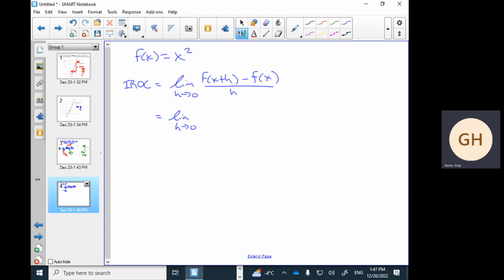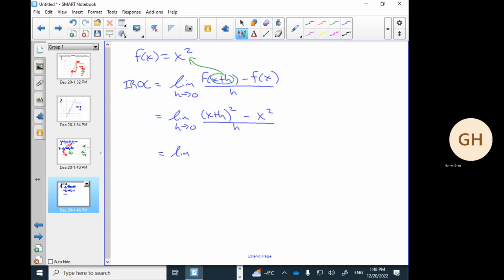But f at x plus h means, well, f at x is x squared, right? So we'll put in x plus h in there. So this means to do x plus h squared. And then take away f at x, so that's just x squared, right, just an x plugged into x squared. And we're still over h. So the limit as h goes to 0 is still there.